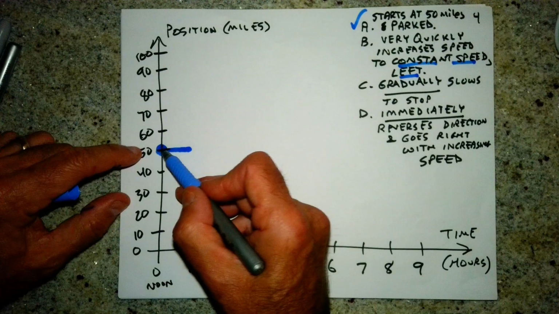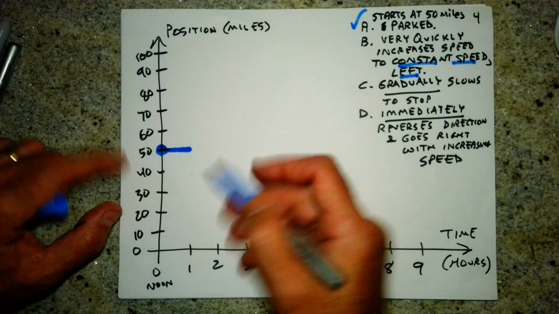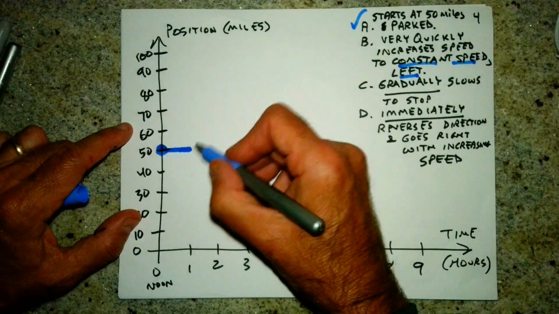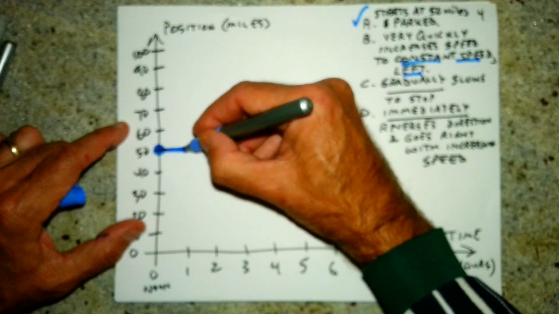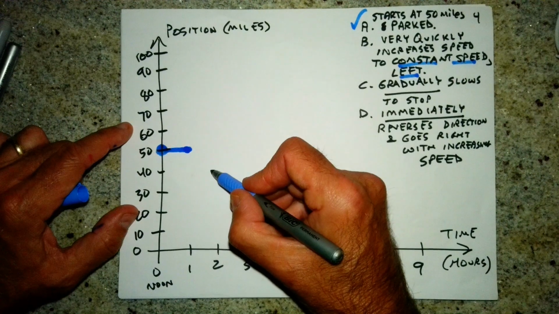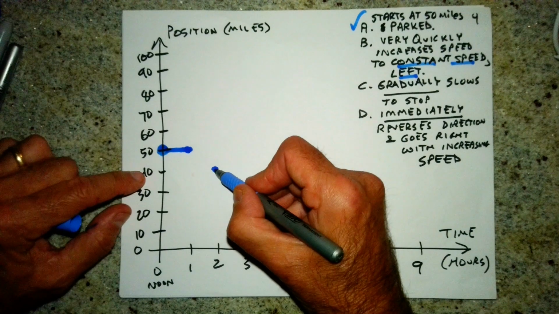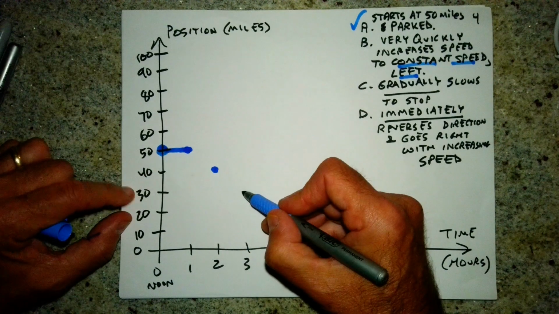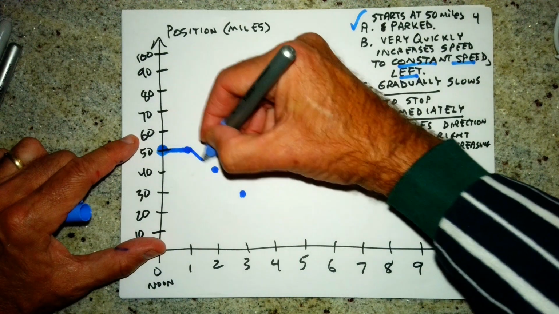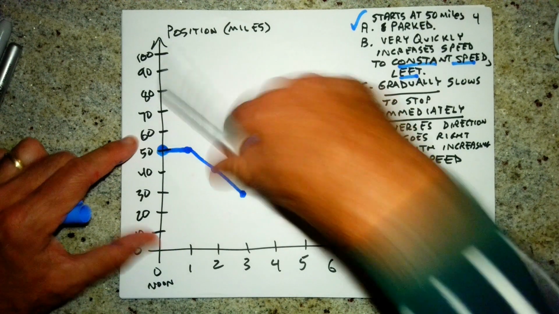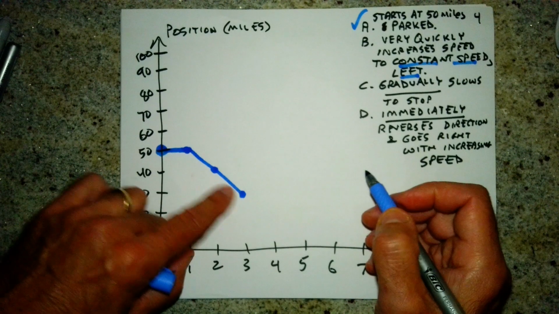So that means it's going to go 50 to 40 to 30. And when it says it very quickly increases speed, that means you can make this happen like an instant corner. So it starts going like this, so I'm going to make it the 2 hour mark, it's at position 40, and at the 3 hour mark, it's position 30. Okay, so there's that moving left with the negative slope, constant speed, straight line.